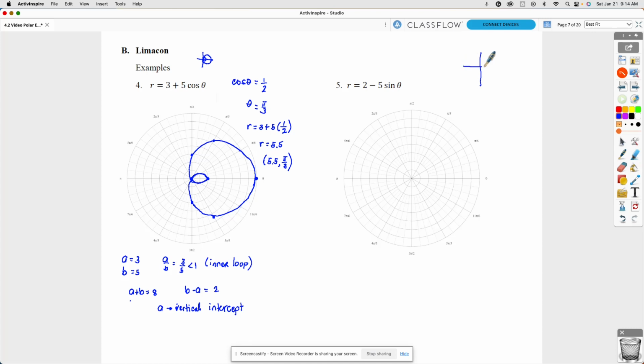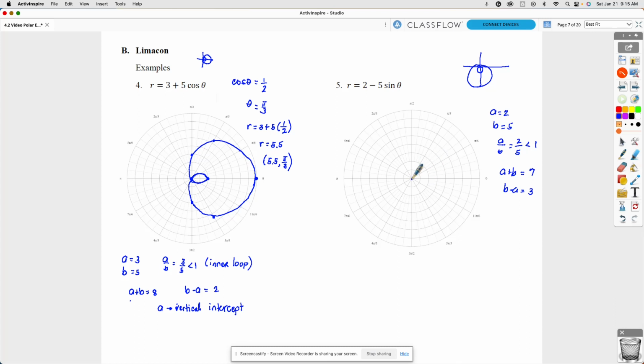So for this one, your limaçon is down here, right? So your a is equal to 2, b is equal to 5. Remember, a and b are both positive. a over b is equal to 2 over 5, which is less than 1. That's why you have the inner loop. And since this is negative and sine, it will be symmetric with respect to the vertical axis. So we have our a plus b is equal to 7, and then b minus a is equal to 3. That's your inner loop. And then your intercepts are at 2.